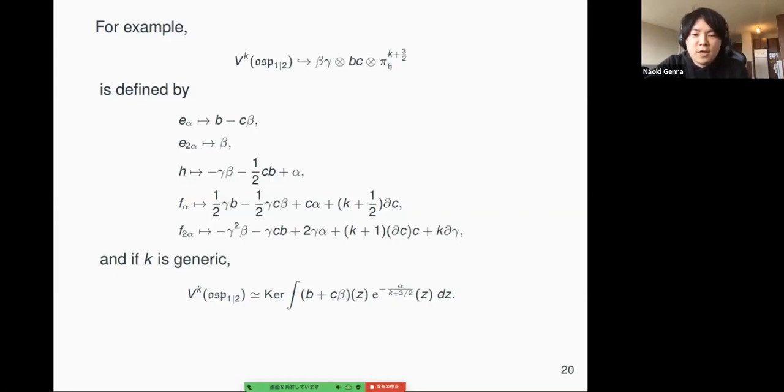And in the general case, we expect we can compute in the same way to get the free-field realization of affine superalgebras, and also get the screening operators of them. Okay.